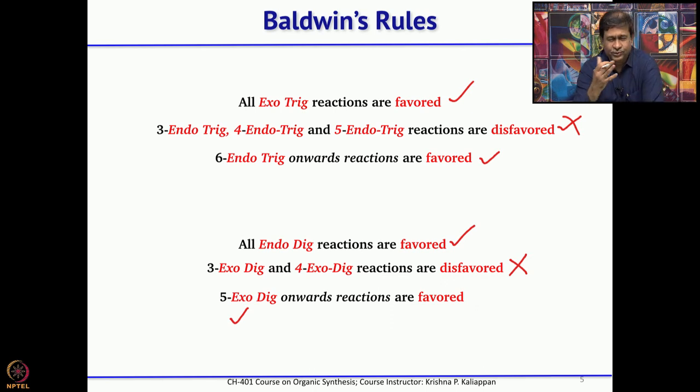So these are rules which you can remember, or no problem, when you carry out reactions you will automatically come to know whether your reaction works or not. If it does not work, then go back and see why it did not work. It may be because of these rules. But though these rules are used extensively, there are many exceptions, as is the case with many rules.